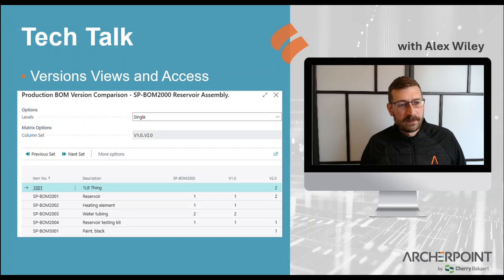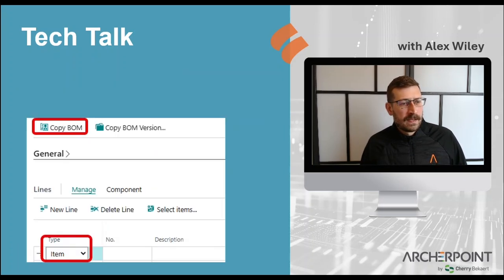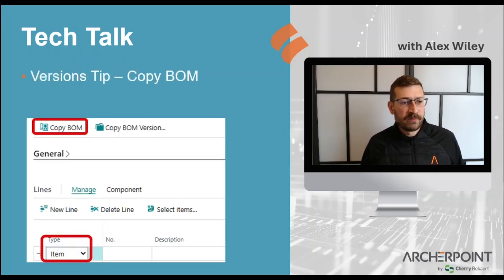And just a tip, if you go to the BOM versions and you try to copy BOM, someone reported that it wasn't working for them. And so if you go down to the type field, if type is blank on the first blank line, and you change type to item, and then you copy BOM, that should work. So there's just a little trick there to getting that copy function to work on the version lines.